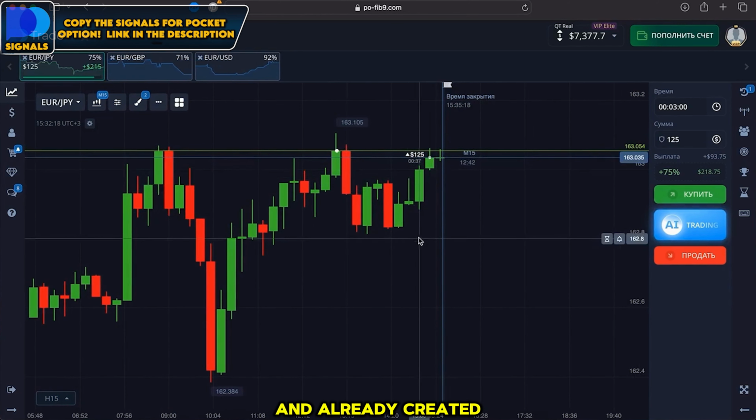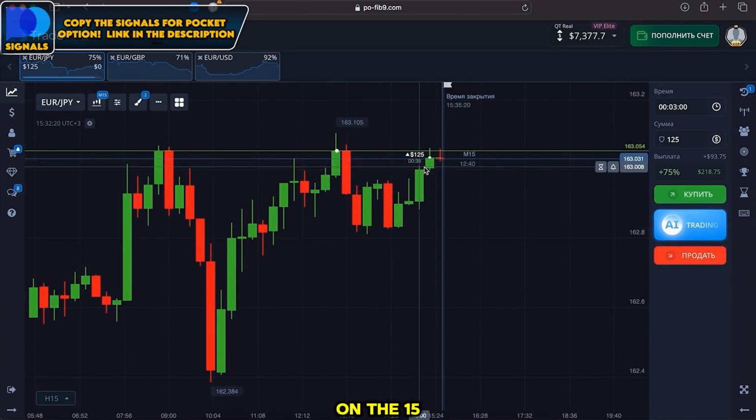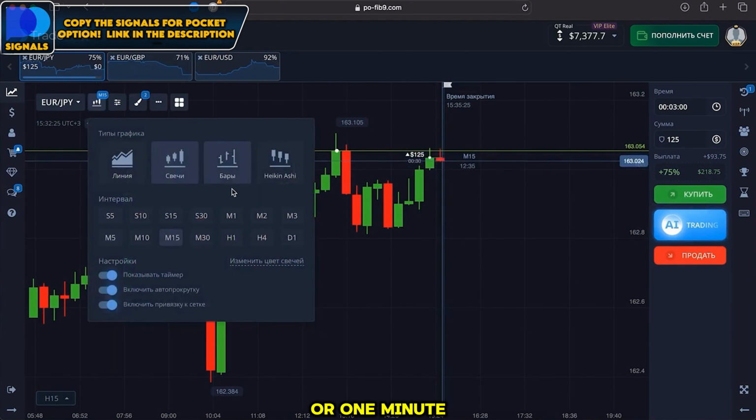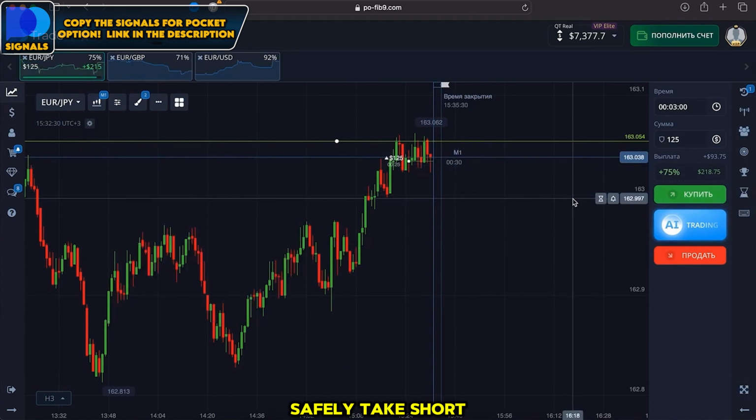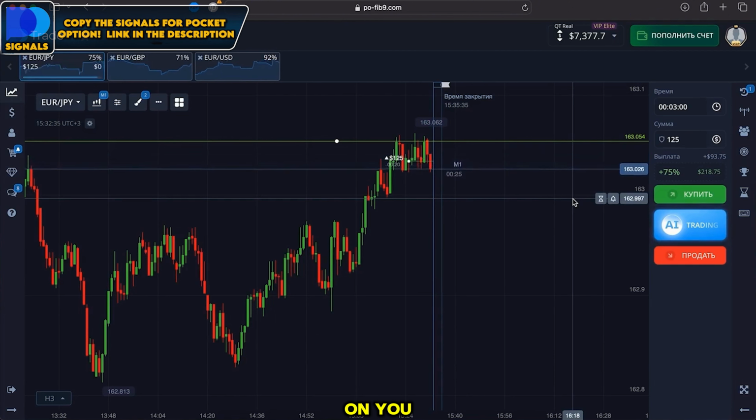We have a dip here and already created 4 bullish candles on the 15-minute interval. Therefore, you can safely switch to the 5-minute or 1-minute interval. Therefore, we enter here, and you can safely take short-term trades as well as long-term trades. It all depends on you. How much time you have to sit here, analyze, and look for moments to open. So everything will depend on you here.